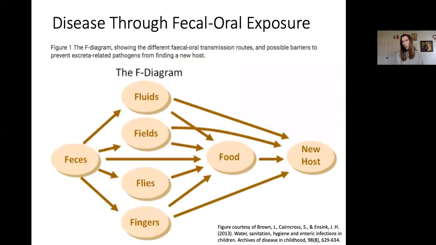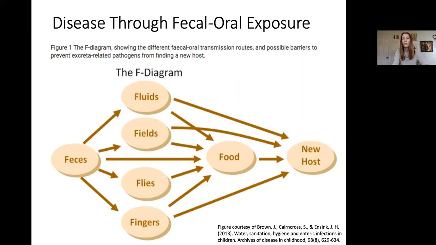Now, in global health, when we're thinking about diarrheal disease exposure risks, we often use what's called the F diagram. So this F diagram is showing different exposure routes for diarrheal diseases. So if you have some sort of an accidental fecal oral transmission, most likely it's going to come from one of these different exposure routes. So what happens is on the far left, you have an infected host, the feces of an infected host. This could be a human or an animal. Their infected fecal particles either get into our water, on our floors or surfaces or other fields. They can get on our hands, or they can be carried by those filth flies that I mentioned.